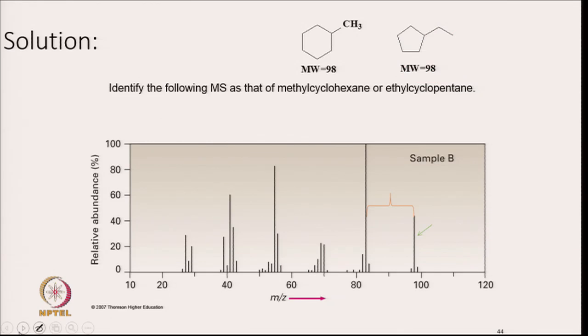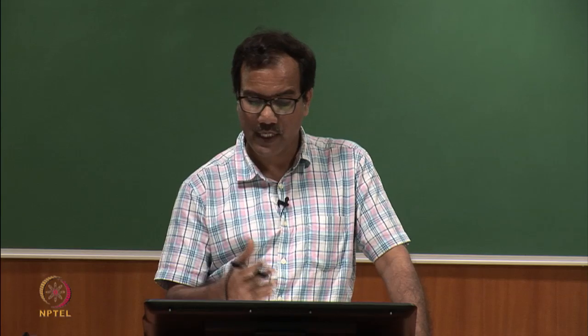And now look at sample B. How does the fragmentation pattern of this look like? Here M plus is equal to 98, and now the base peak will be due to loss of CH3, and that is why you are seeing a big peak here. So, just by looking at the structure, you expect the base peak in this one due to loss of the ethyl group, whereas the base peak in this one is due to loss of the methyl group. And so, just by looking at their mass spectra, you can distinguish between these two compounds.